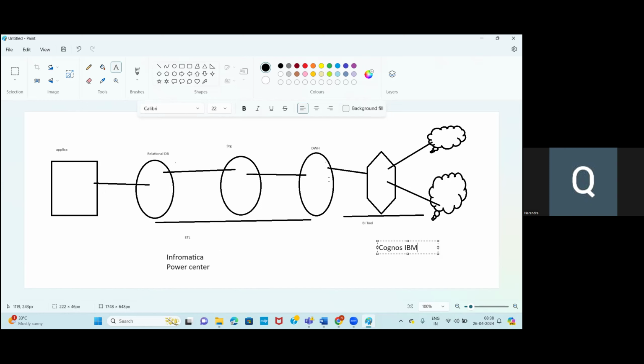Once the data is loaded into the data warehouse, we are going to connect IBM Cognos to the data warehouse and create some reports. We will also learn what test cases we are going to write in ETL testing. These are all the things we are going to learn as part of our training. So this is the complete ETL process.